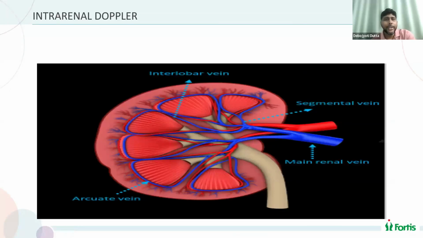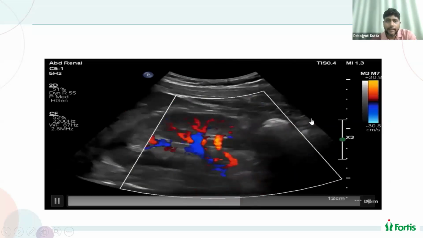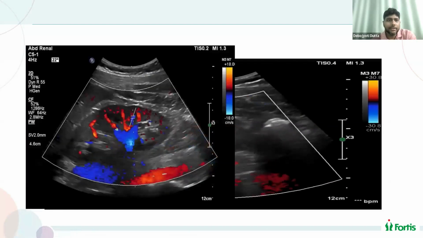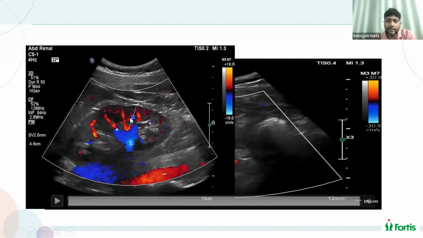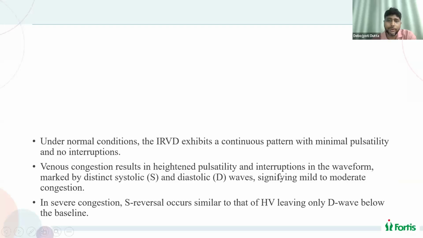Come to the renal window. Here we'll see the interlobar vein, and we'll put the color Doppler here. And after that, we'll put the pulse wave Doppler on the intrarenal vessels, and above we can see the arterial waveform, systolic and diastolic, and below we get the continuous flow, which is the venous waveform.